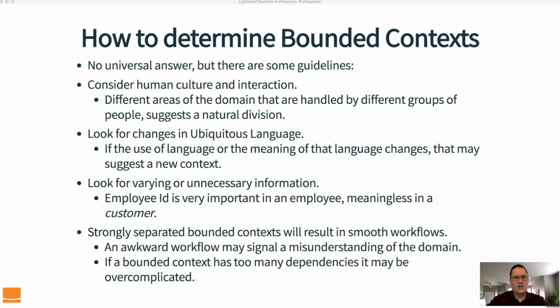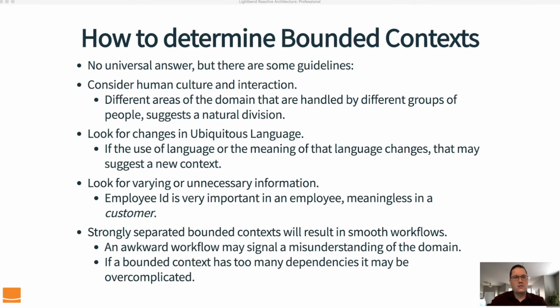We want to consider human culture and interaction. So if you look at our restaurant, there's different areas of the restaurant that are handled by different groups of people. That starts to suggest a natural division. If different people are doing different jobs, that suggests a natural division, and it might imply a separate bounded context.